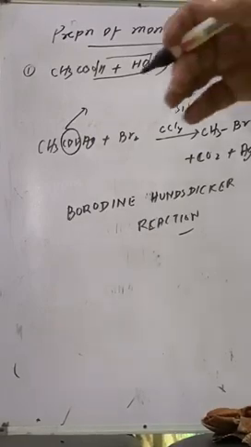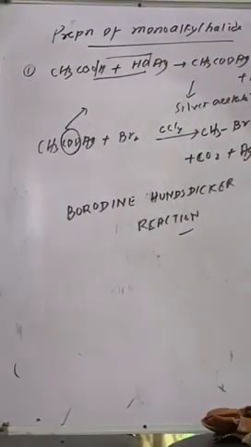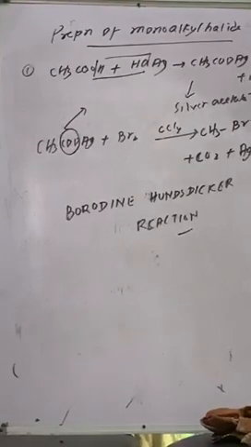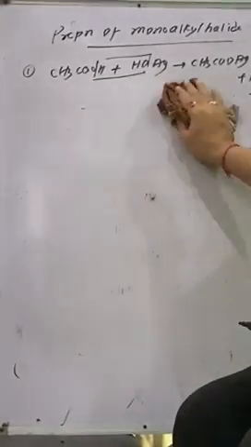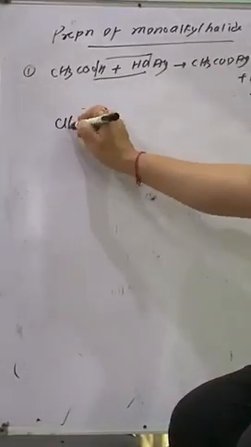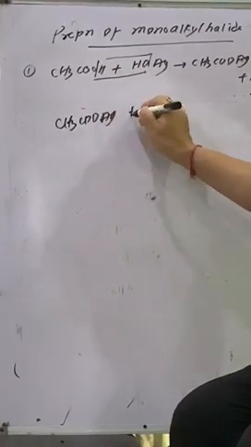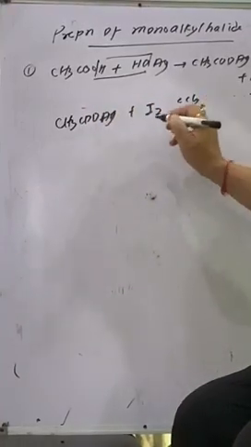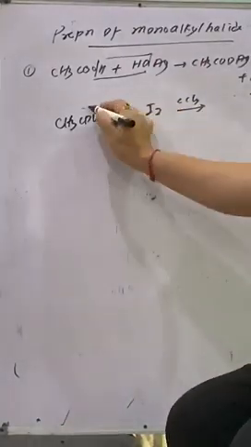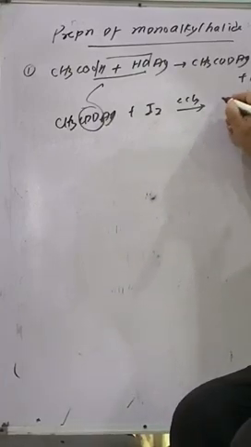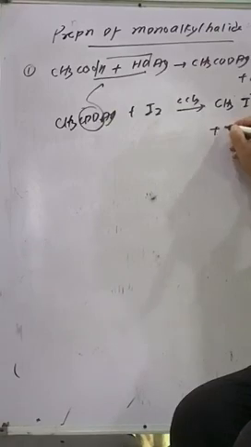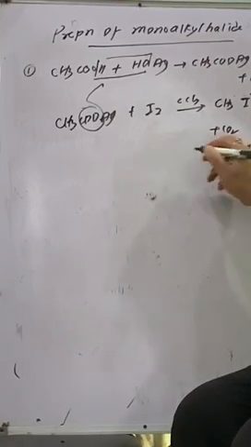But the problem arises: if it is a Borodin-Hunsdiecker reaction, CH3Br is obtained, and the same reaction should apply here also. Just see, CH3COOAg plus iodine in the presence of CCl4. Again the same thing should come out: CH3I plus CO2 plus AgI. But you don't get it.